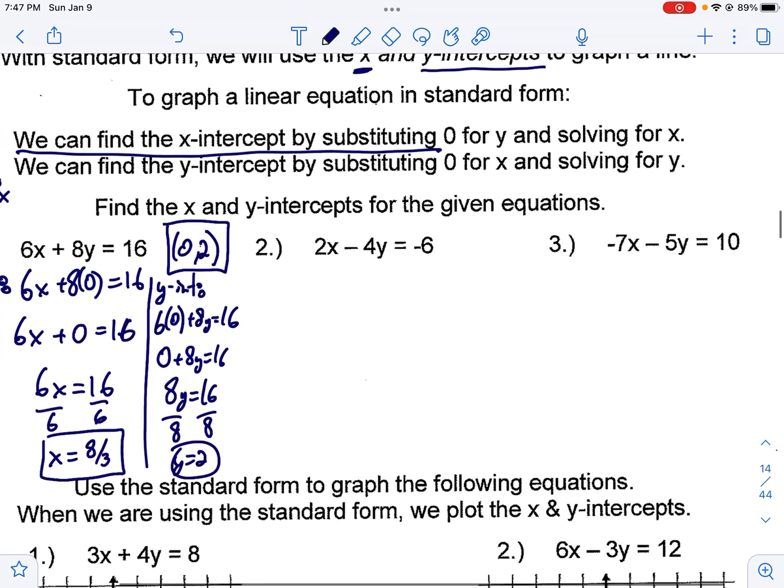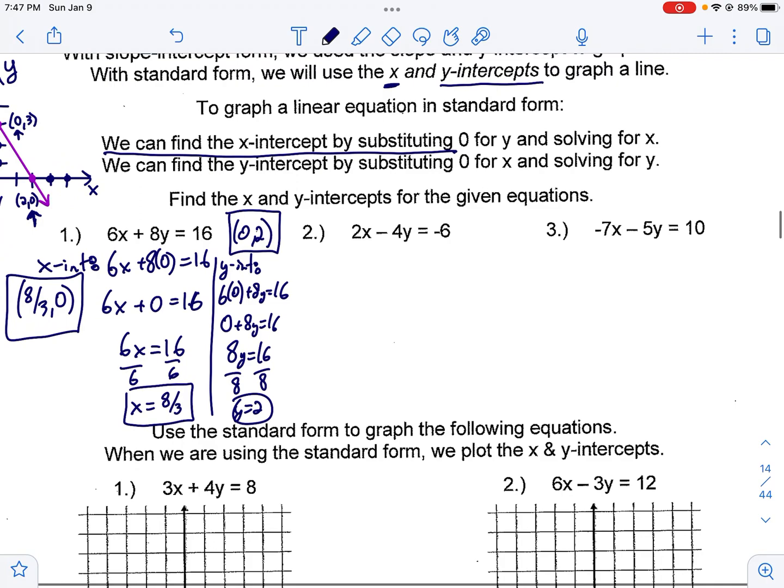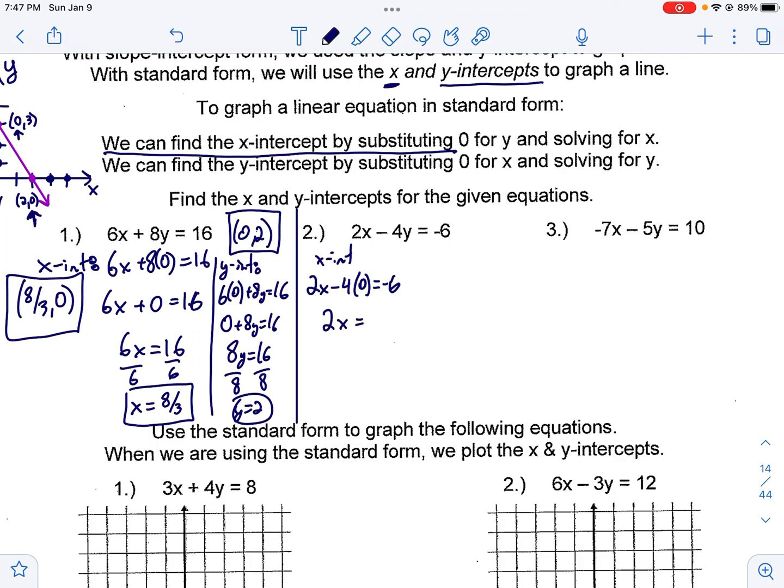All right, take a second and find the x and y-intercept for number 2 using the same process. Again, for our x-intercept, we'll plug in 0 for y, so 2x minus 4 times 0. The 4 and the 0 are just going to cancel out, so we'll have 2x equals negative 6, or x equals negative 3. So our ordered pair would be negative 3, 0.